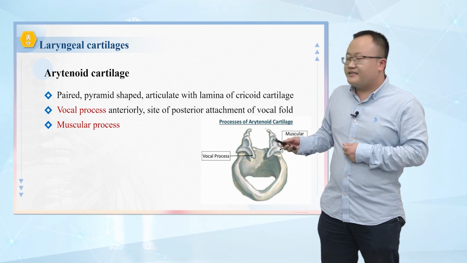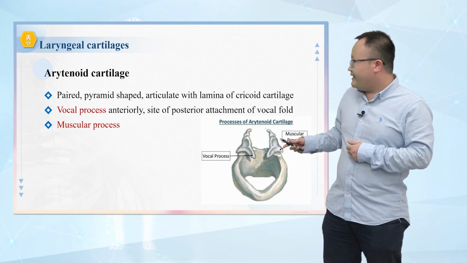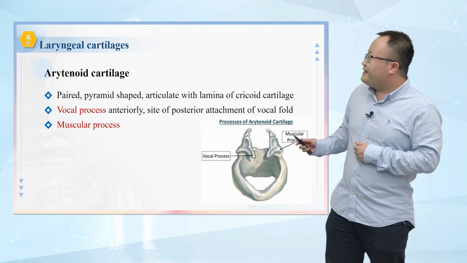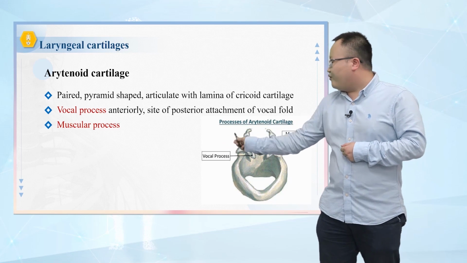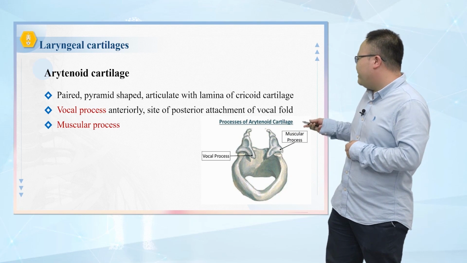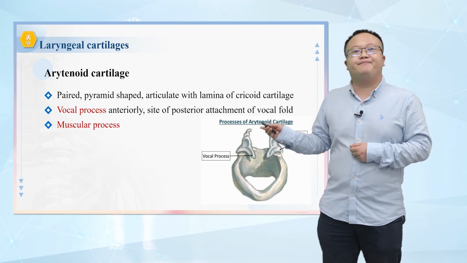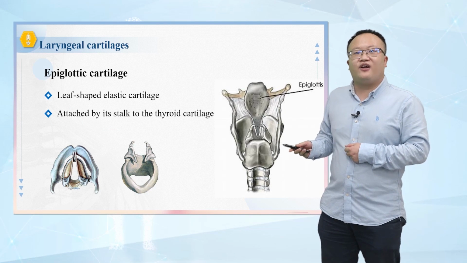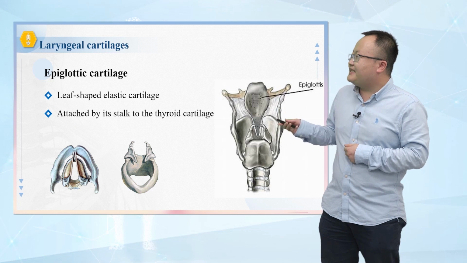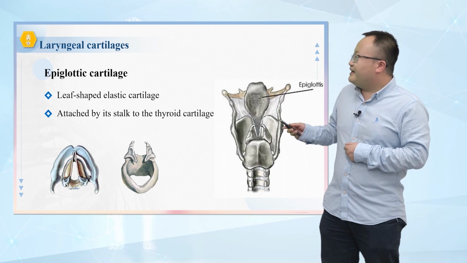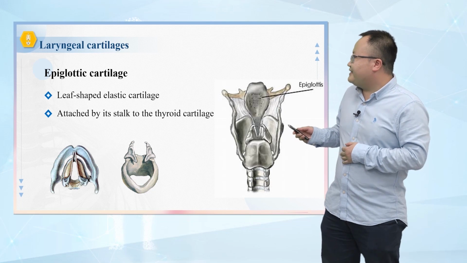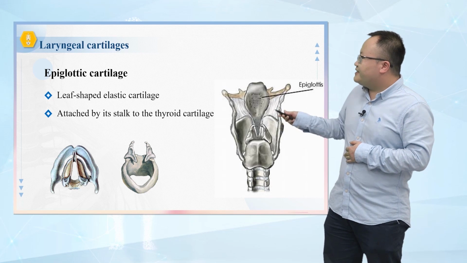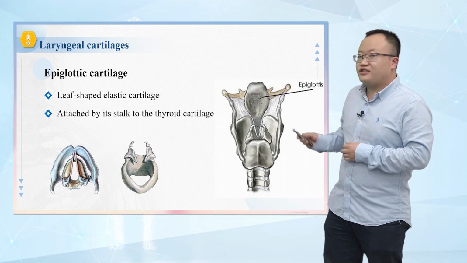Arytenoid cartilage is paired, pyramid-like, this one. It also has 2 parts, the vocal process and the muscular process. Epiglottic cartilage is just like a leaf. It's elastic cartilage and attached by a stalk to the thyroid cartilage.